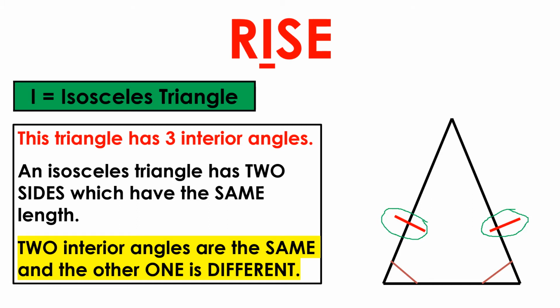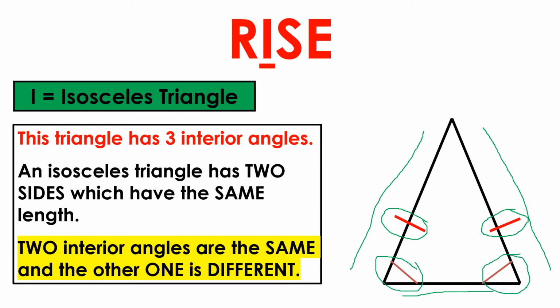So for example, if this side is 10 centimeters, this side would be 10 centimeters, but this side would be different. It has two interior angles which are the same and the other one is different. So again, here are the two same angles that are always at the bottom. So if this one was 70, this one would be 70, and then this one here would be different, but they would all equal 180 degrees.